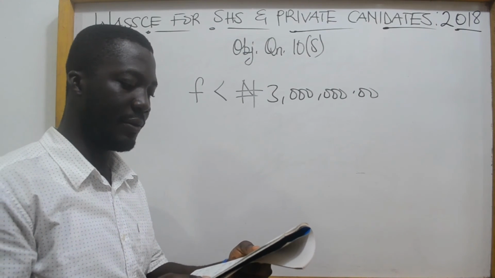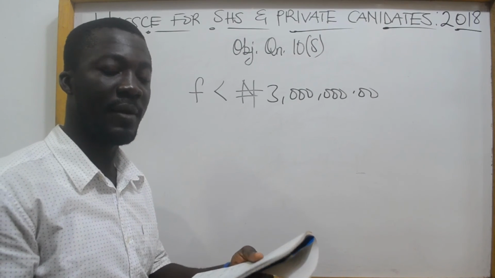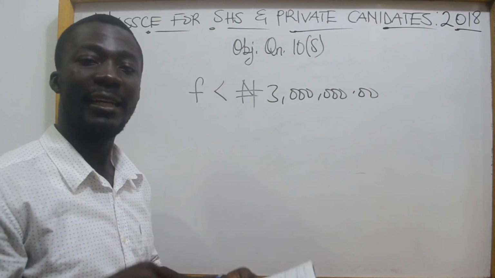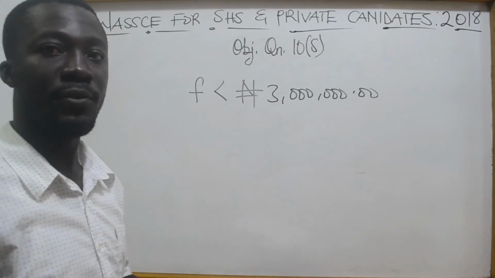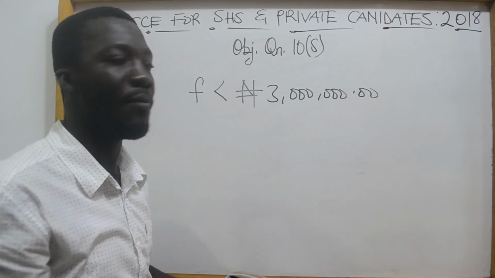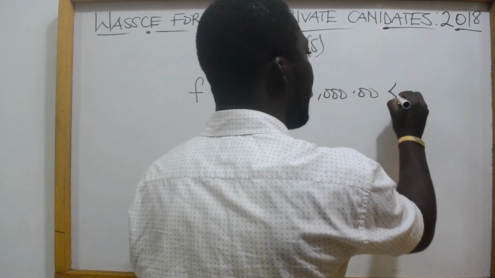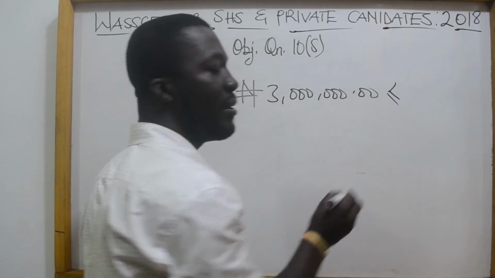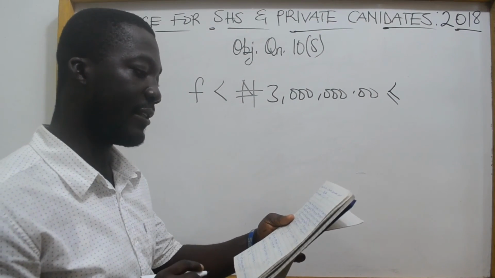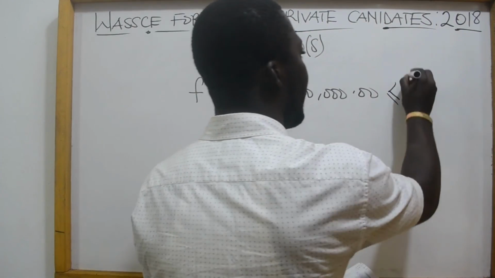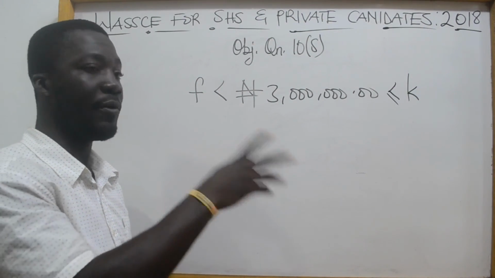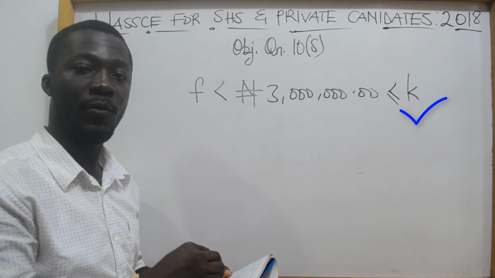Then it continues. But Kofi had enough money, which is K, to buy the car. Kofi had enough money. So enough money means it can be 3 million naira or more. So it means more, or it can be 3 million naira. And the money that Kofi had is also designated by K. So this will be the inequality that will represent the word problem over here.